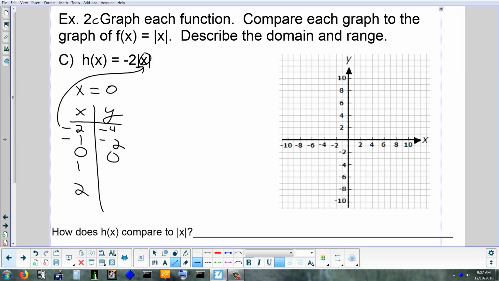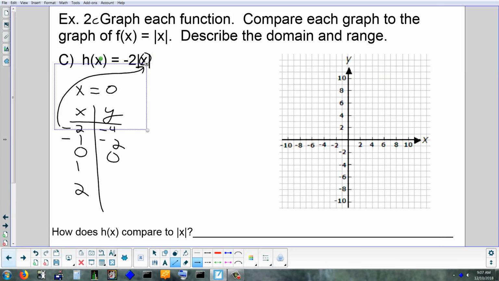Stays a 0. And now from here, you're going to see the same pattern. Absolute value of 1, 1 times negative 2. Negative 2. And the last one's going to be negative 4. The 2 insides match up, the 2 outsides match up. So let's graph it. Left 2, down 4. Left 1, down 2. 0, 0. 1, negative 2.